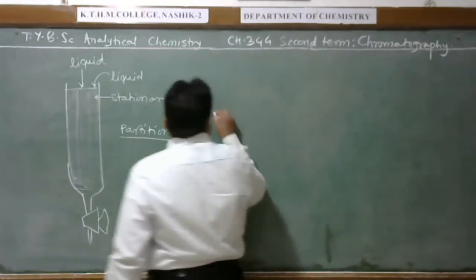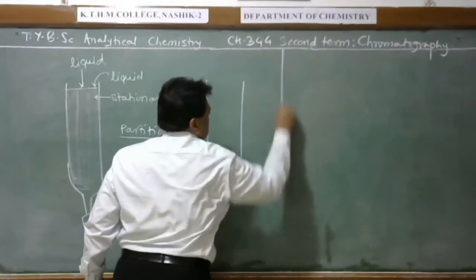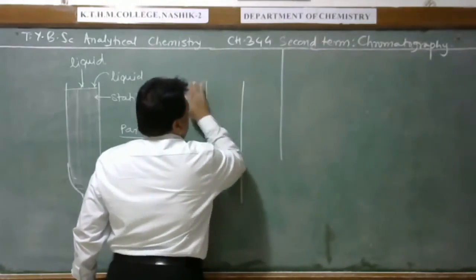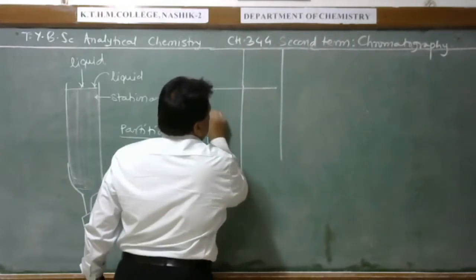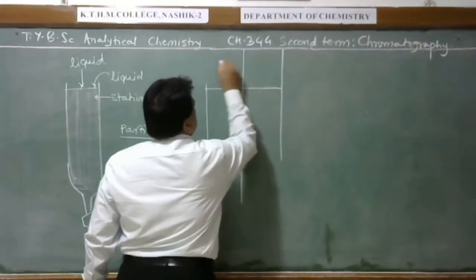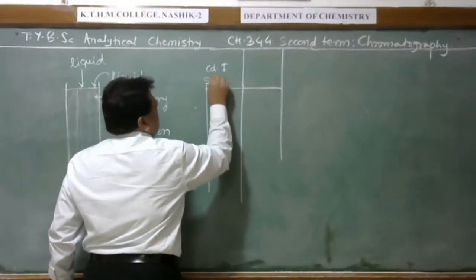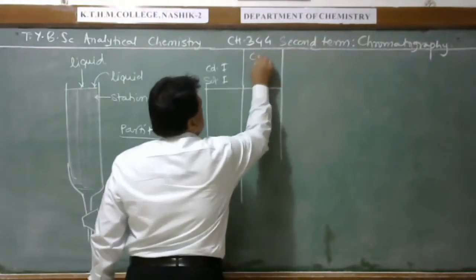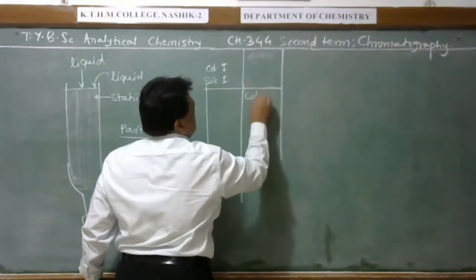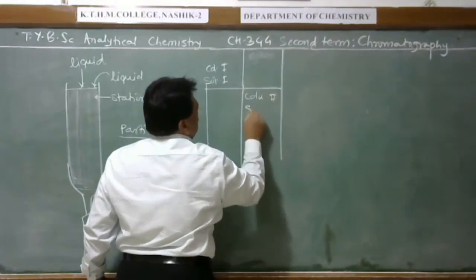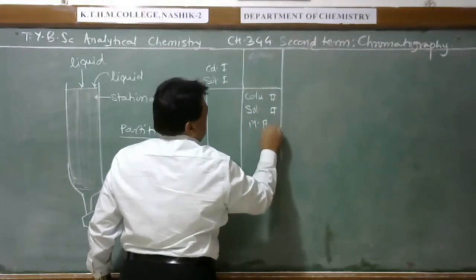In a matchbox model, here there are two columns. One column is the column of stationary phase, and this is the first column that contains solvent first. This is the second column, containing solvent second, and this is the mobile phase.